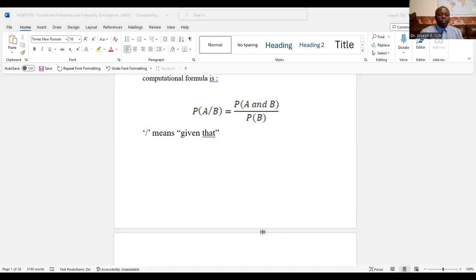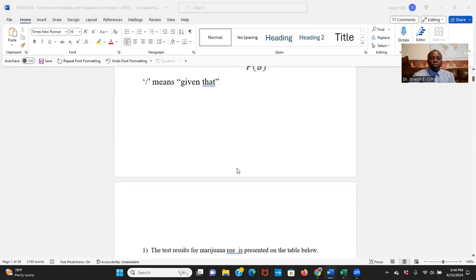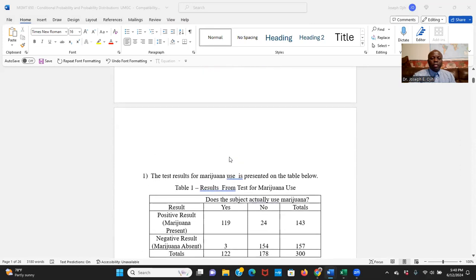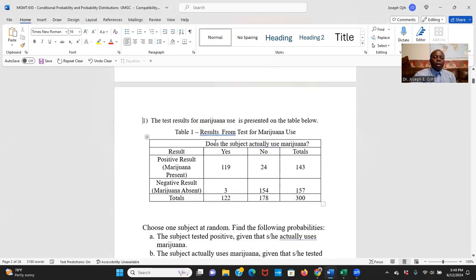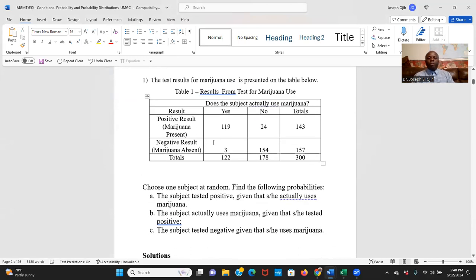So now let us take a quick look at some of these examples. It says here, the test result for marijuana use is presented here.